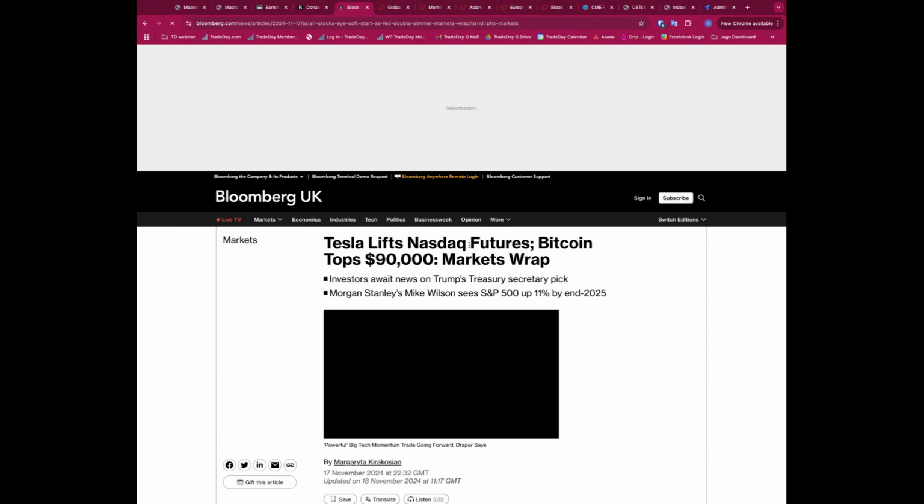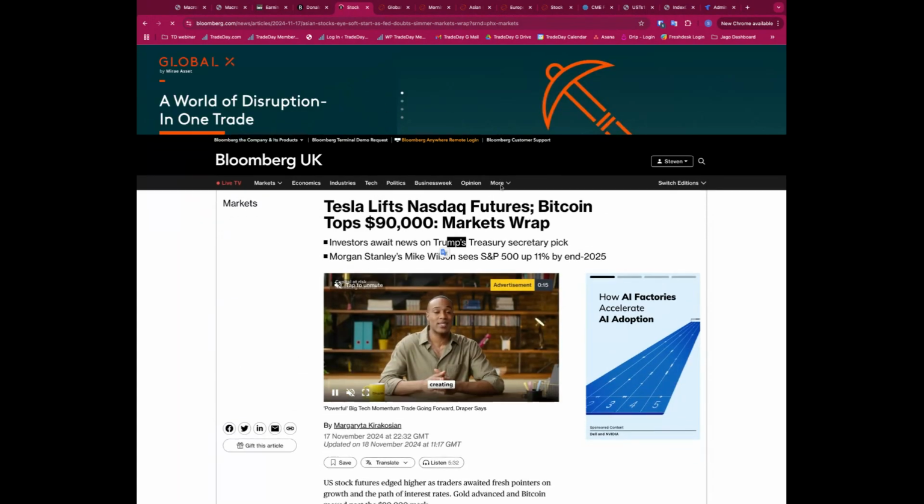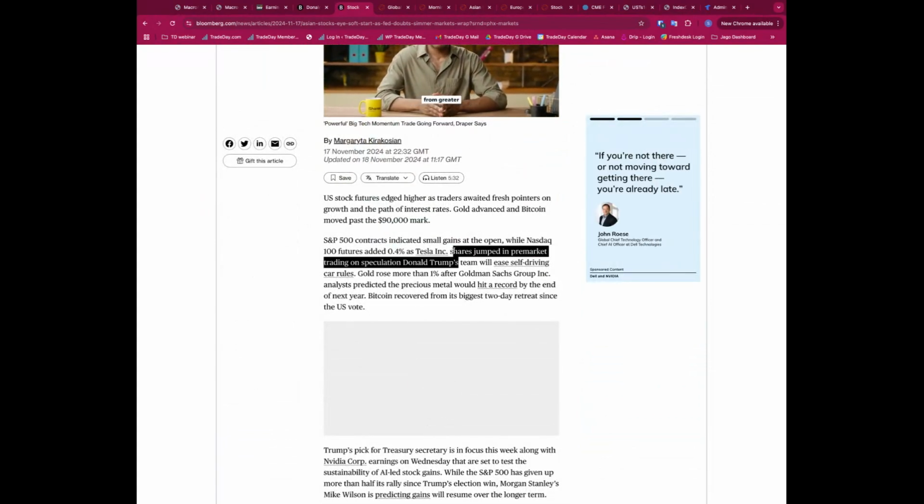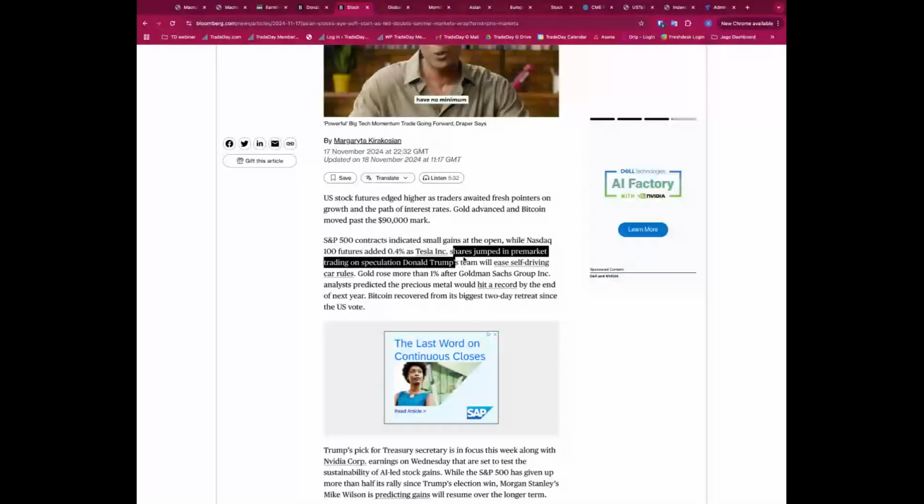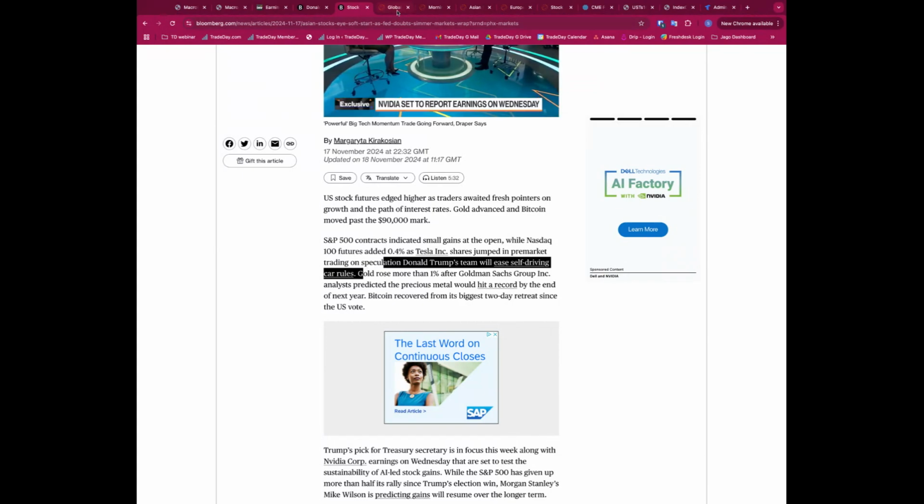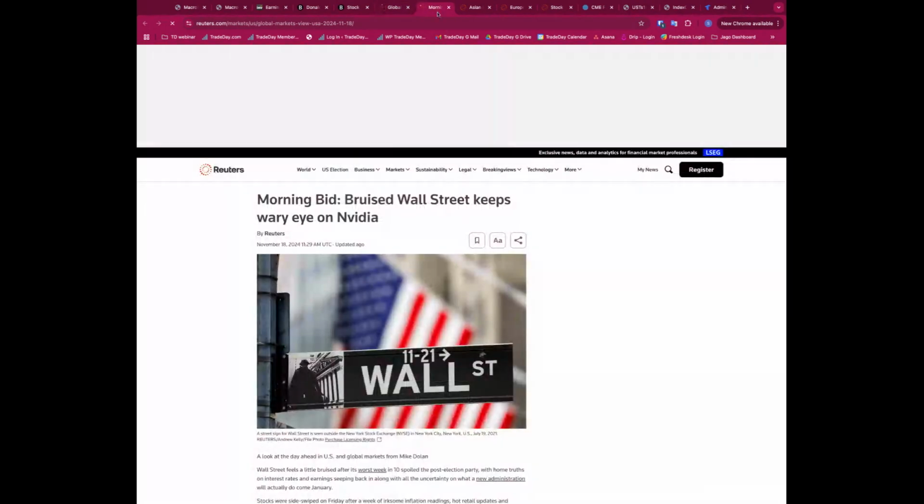On the overnight, Tesla is lifting Nasdaq futures. And so we're still looking at this Treasury pick, as we said. Bitcoin continuing higher on the overnight. But not too much going on in the overnights so far. Tesla shares are up in the pre-market, with traders speculating Donald Trump will ease self-driving car rules. So a little bit of news on that, or speculation over the weekend. Global shares, though, edging slightly lower. Dollar bond yields near their multi-month highs at the moment, and Wall Street keeps a wary eye on Nvidia, so that's what we're watching for.